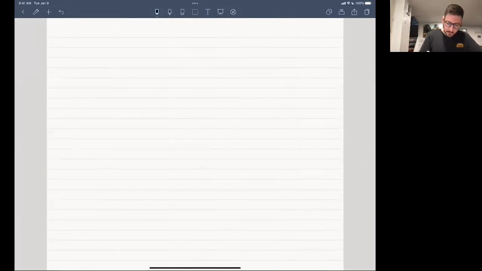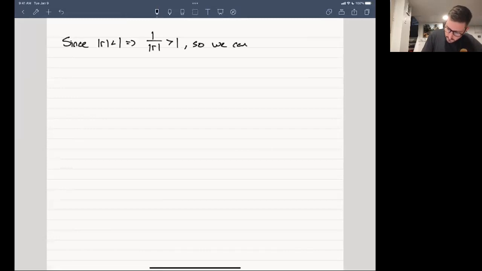Okay, first of all, since the absolute value of r is less than 1, this tells you that 1 over the absolute value of r is bigger than 1. So we can write, since that's bigger than 1, I'm going to write it as 1 plus whatever the part of this that's beyond 1, right? So it's bigger than 1, so I can always write it as 1 plus something else, for some p greater than 0, right?